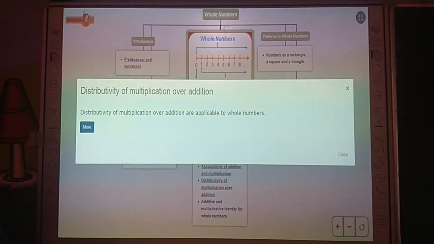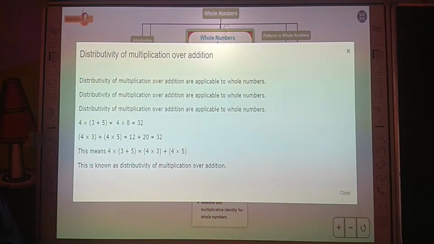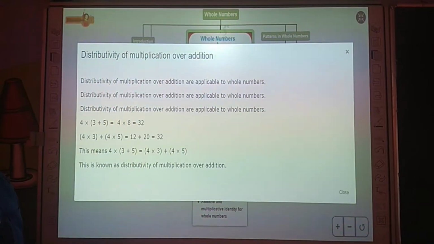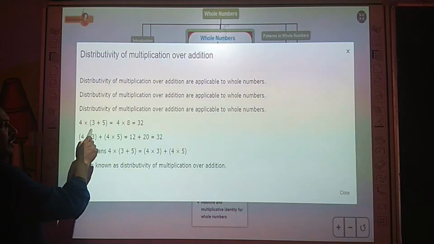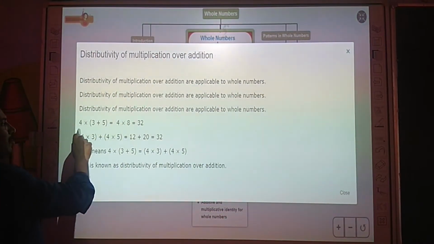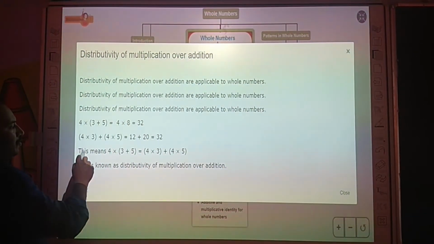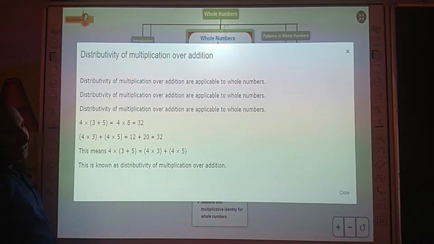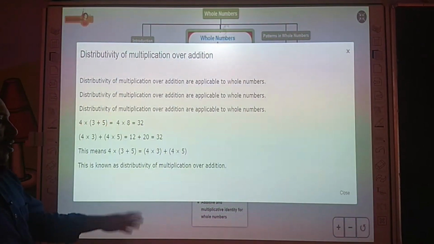Distributive property of multiplication over addition. The distributive property is A into B plus C is equal to A into B plus A into C. That means 4 into 3 plus 5 is equal to 4 into 3 plus 4 into 5. 4 3s are 12, 4 5s are 20. 12 plus 20 is equal to 32. It is the distributive property of multiplication over addition.